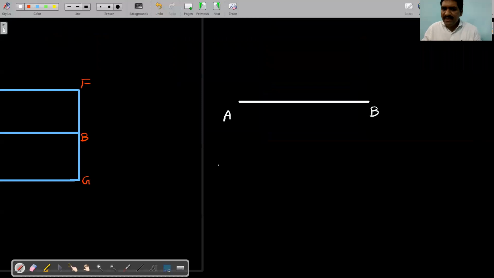Okay, so I'm assuming that this AB line length is equal to some 90 mm. I want to divide, listen carefully, this 90 mm into 6 divisions. Can you divide it directly? So 90 by 6 will become what? We'll be getting some decimals. Directly we cannot divide 90 by 6.